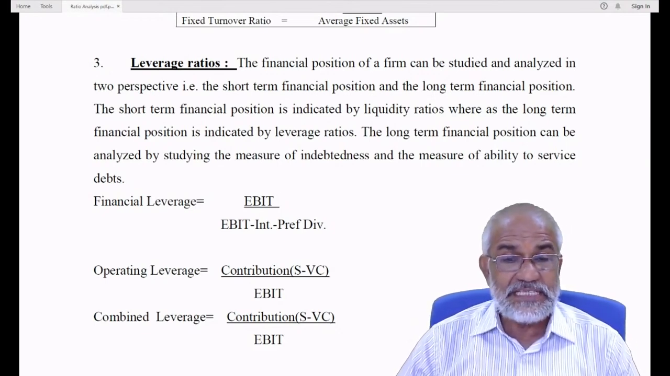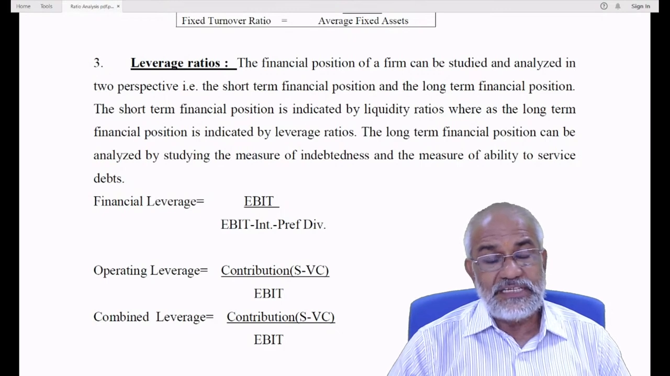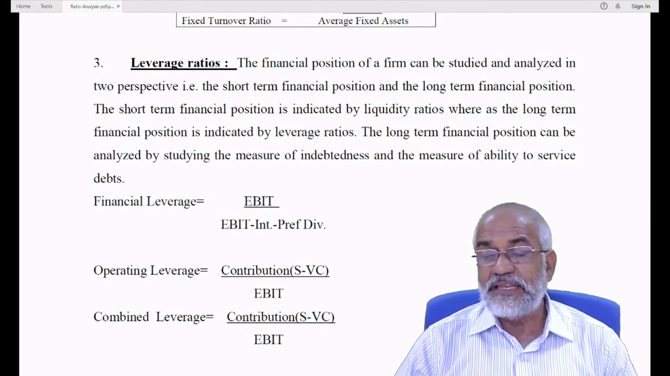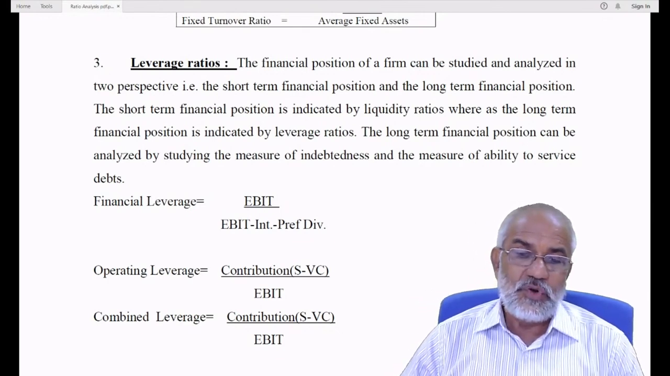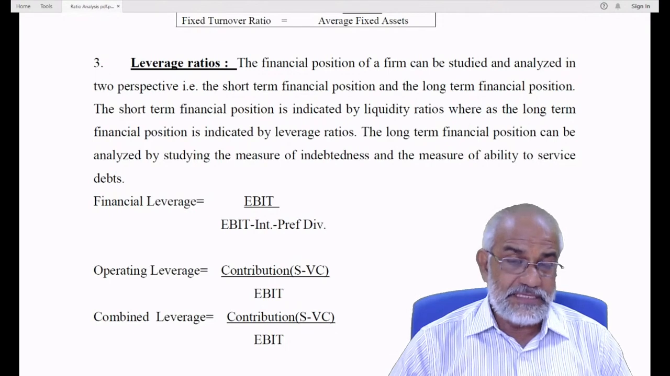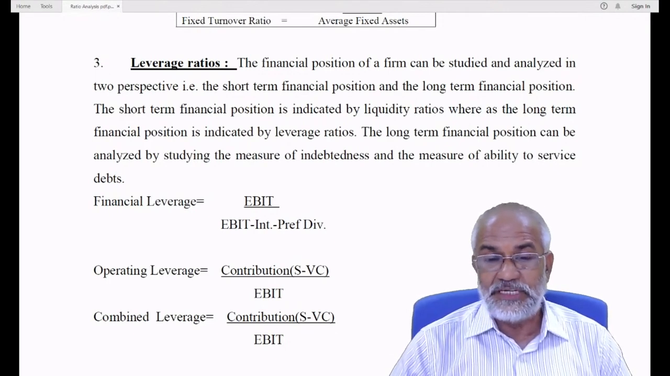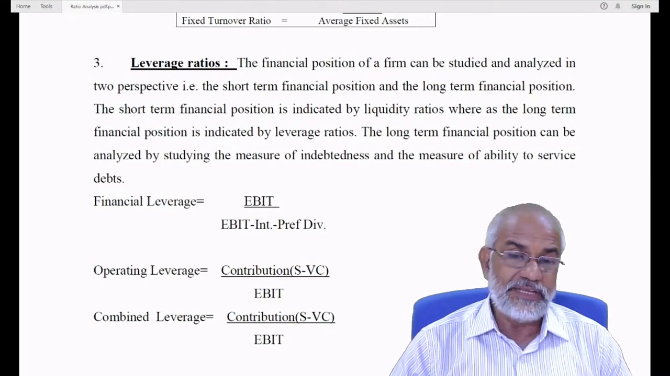How is the financial leverage calculated? Earning before interest and tax divided by earning before interest and tax minus interest minus preference dividend. That is financial leverage. Accordingly, the operating leverage is also computed. Operating leverage is calculated by contribution. Contribution means sales minus variable cost. So contribution divided by EBIT, earning before interest and tax, that would be the operating leverage.